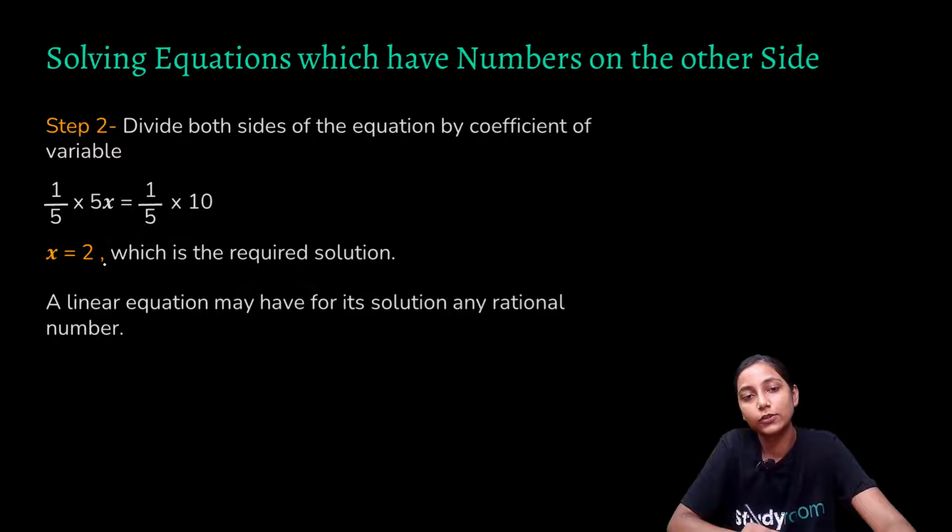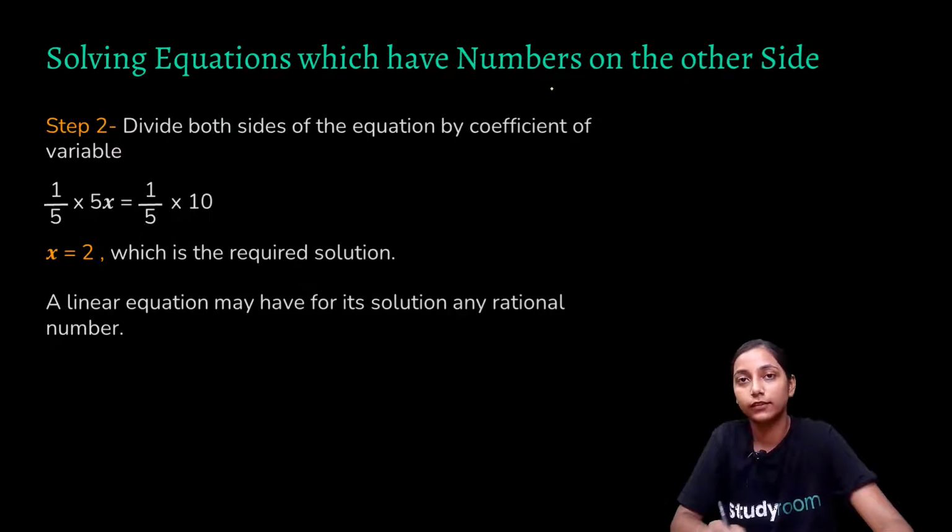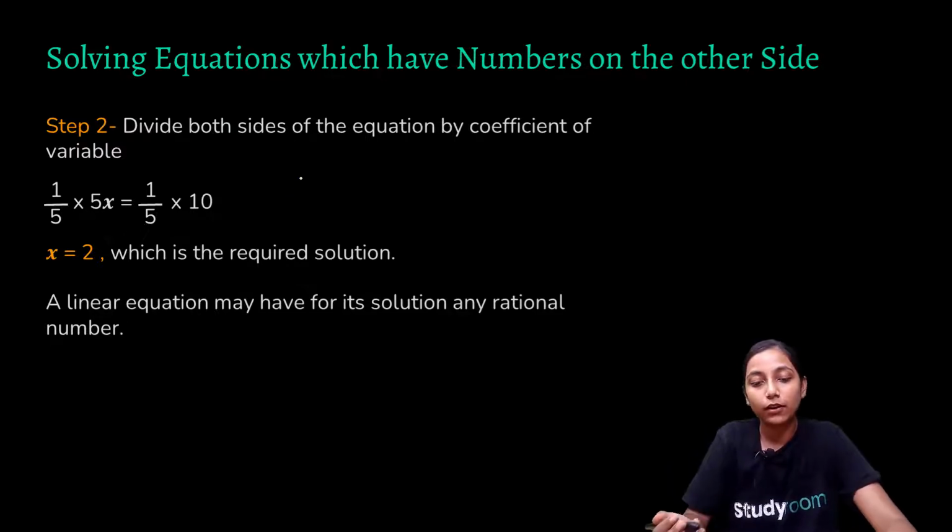So x equals 2, which is the required solution. These are the two steps for solving equations which have numbers on the other side. First of all, we keep all the constants on the right hand side and all the variables on the left hand side, and then we perform the same mathematical operations on both the sides in order to maintain the balance and finally get the required solution.